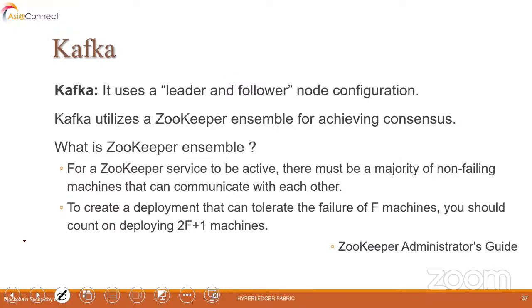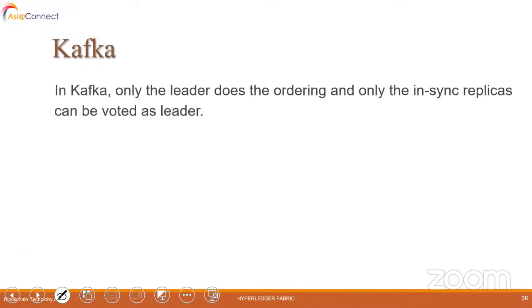So Kafka is a consensus mechanism where, by some kind of round robin method or any other method, a leader is selected and the remaining nodes become followers. In Kafka, only the leader does the ordering and only the in-sync replicas can be voted as leaders.